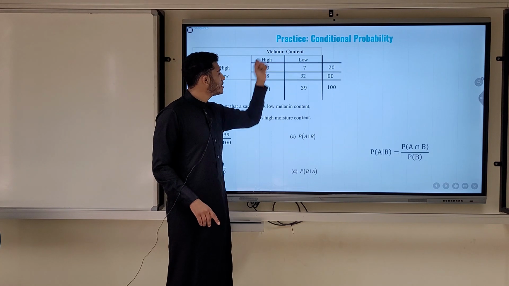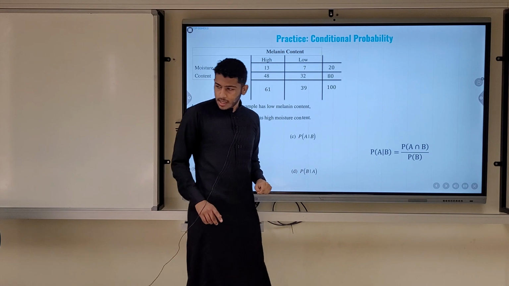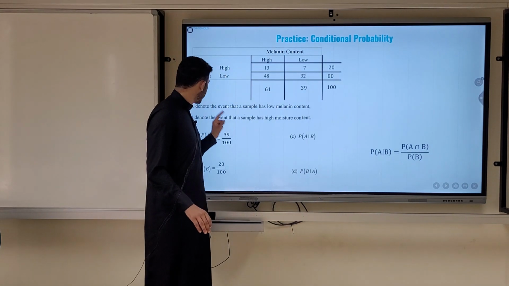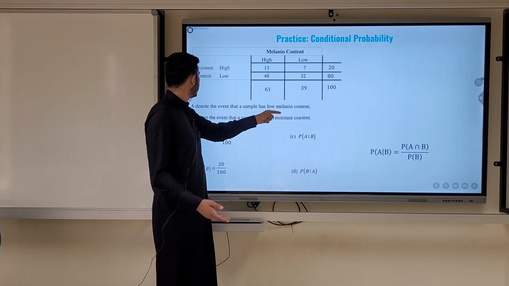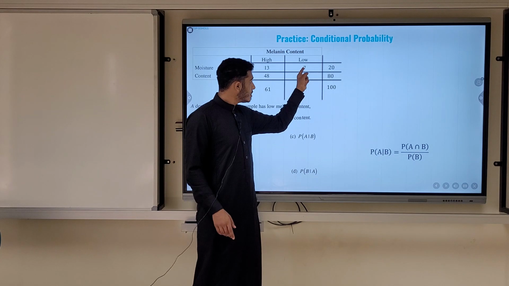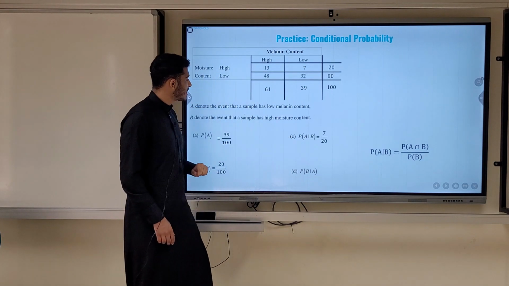This is the intersection between them, number 7. So we're going to have number 7 up top. Then we have the probability of event B. What is event B here? High moisture content again, which is 20. So we have 7 over 20. This is how to solve section C.